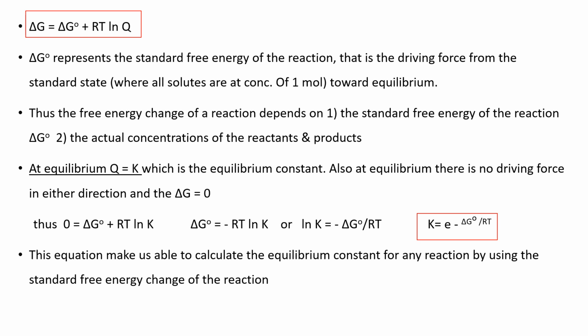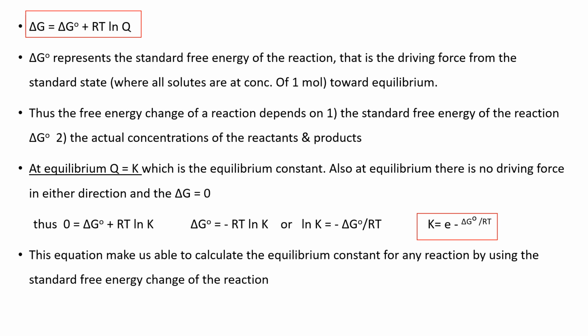At equilibrium, Q equals K, where K is the equilibrium constant, and Q is the actual concentrations of the products divided by the actual concentrations of the reactants. If Q equals K, this is the equilibrium state. And at equilibrium, there is no driving force in either direction, and the delta G will equal 0.